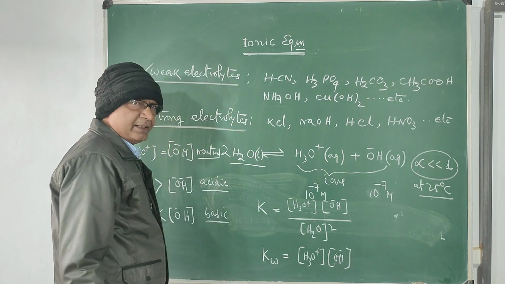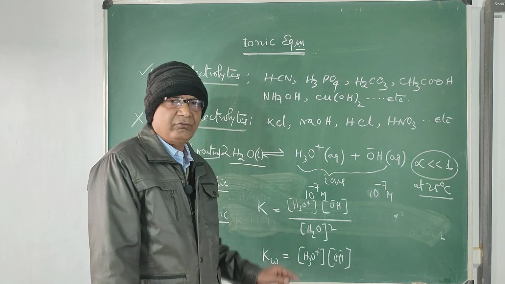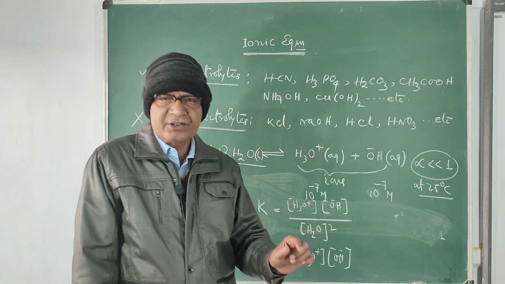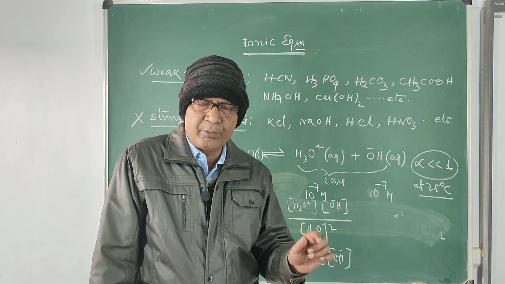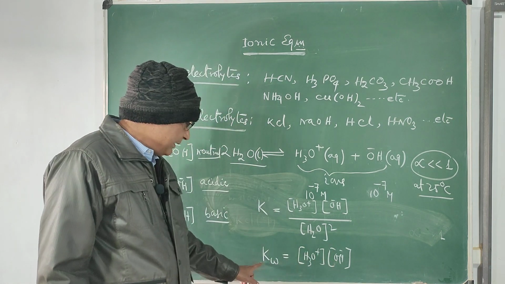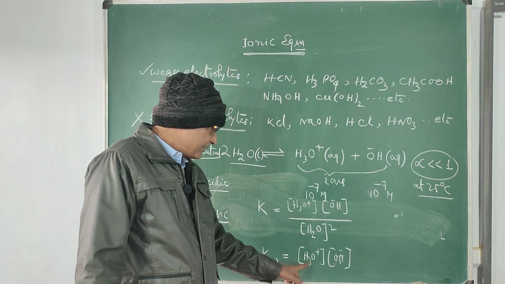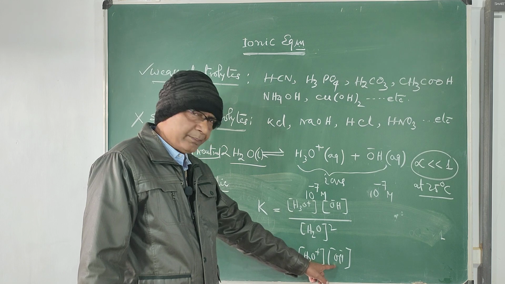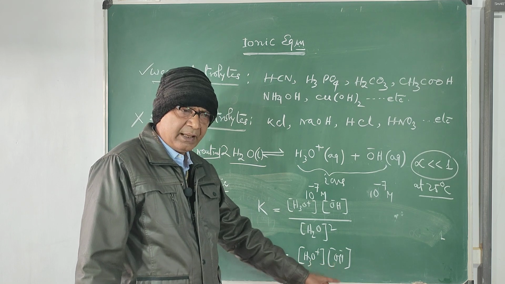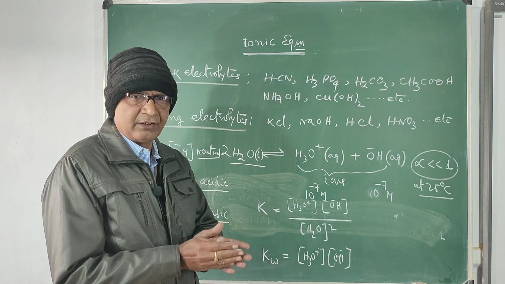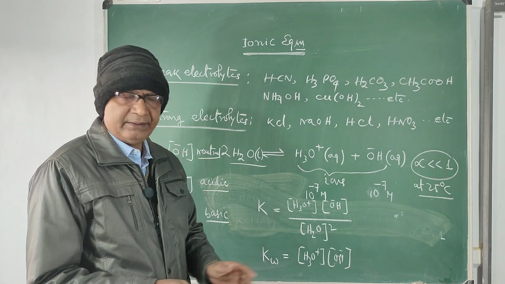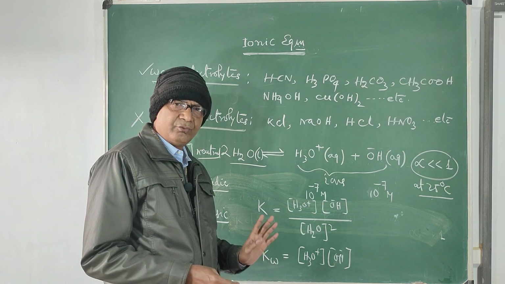So see, this is called the ionic product of water. This equilibrium constant is known as the ionic product of water. So the ionic product of water is hydronium ion concentration multiplied by hydroxyl ion concentration. That is the product of the concentrations of the ions of water. That is the ionic product of water.